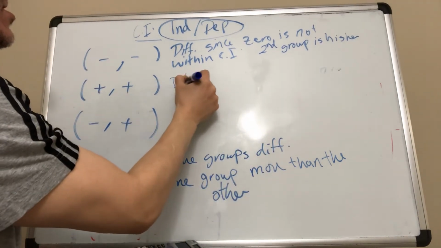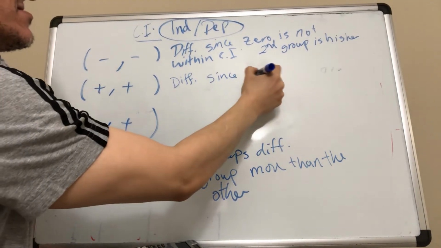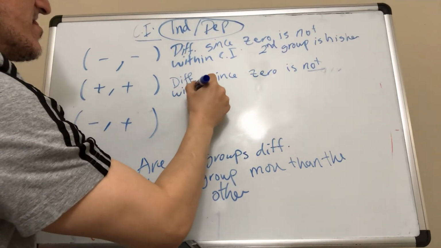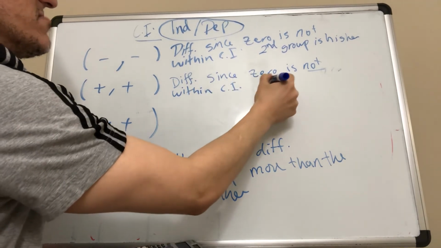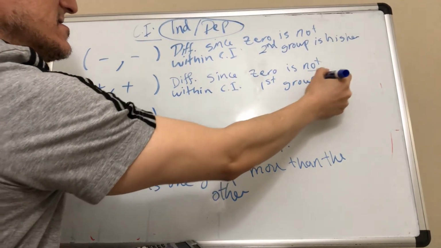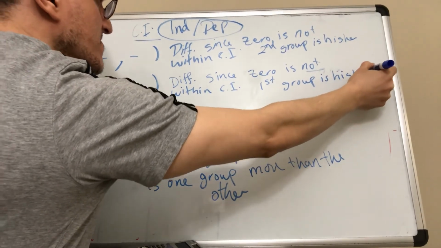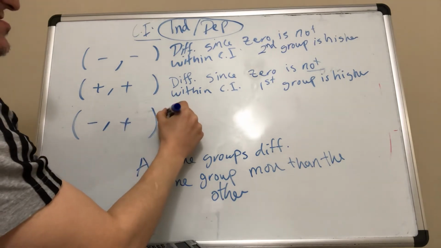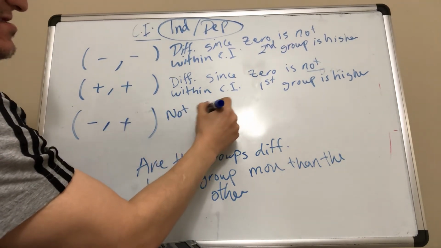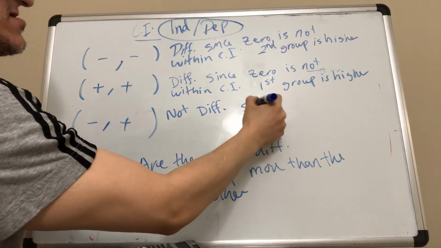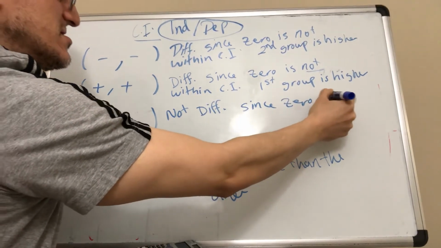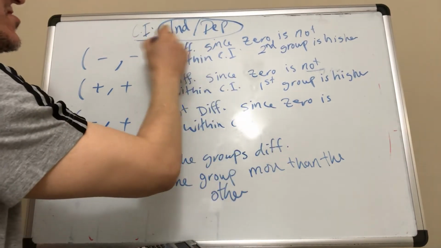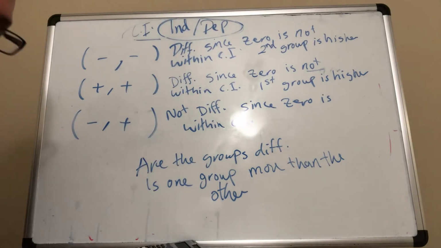Positive, positive also means they're different for the same reason. 0 is not within the confidence interval, but now the first group is higher. Negative, positive, that's the only time that is not different, since 0 is within the confidence interval. Again, this is for confidence interval independent and dependent.